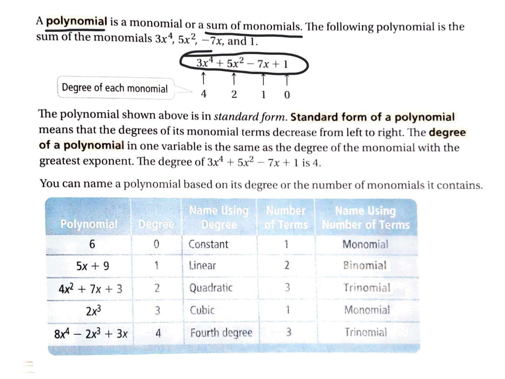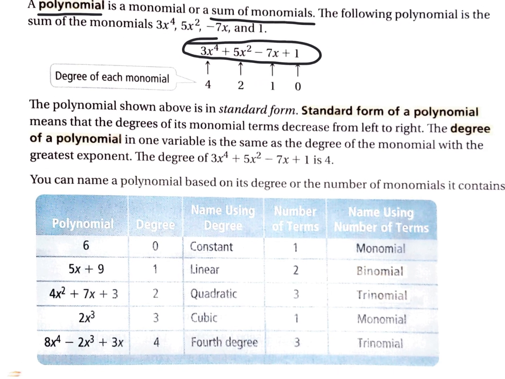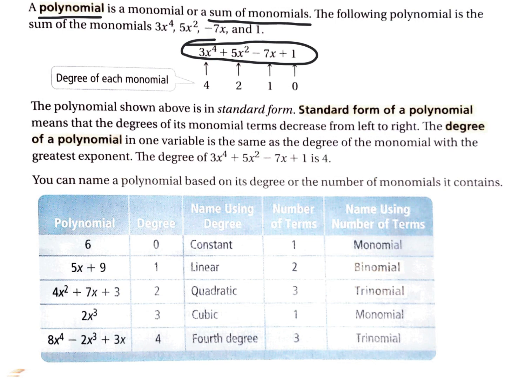In order to make it easier to figure out what degree it is, and so that we're all putting our answers the same way, normally we're going to write our answers in standard form. Standard form is where the degrees decrease from left to right. In other words, we start with our highest exponents and work our way down. I already mentioned the degree of a polynomial is the greatest exponent that we see if there's only one variable, which is what we're going to be working with. So it's the degree of the monomial with the greatest exponent.